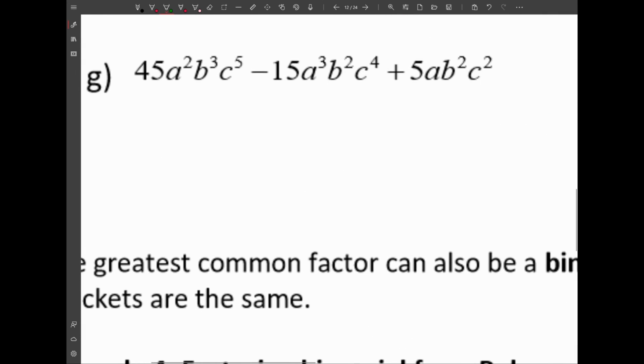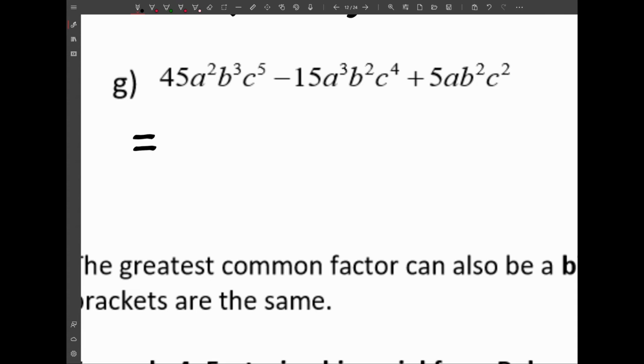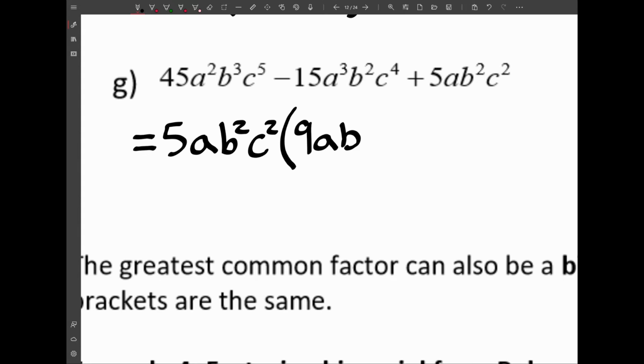All right, on this next one, I'm going to skip the division step. So I'm just going to do the division in my head. First off, GCF of 5, they all have at least one a in common, they all have two b's in common, and they all have two c's in common. Okay, 45 divided by 5 is 9, a squared divided by a is a, b cubed divided by b squared is b, and c to the 5 divided by c squared is c cubed. Minus 15 divided by 5 is minus 3, a cubed divided by a is a squared, b squared divided by b squared, those cancel, c to the 4 divided by c squared is c squared.